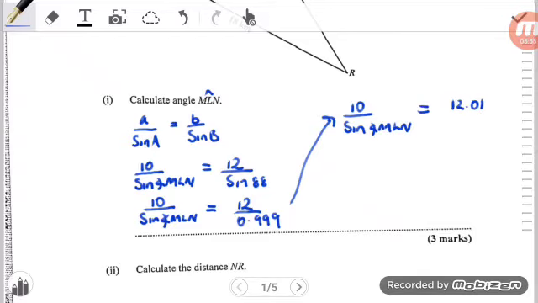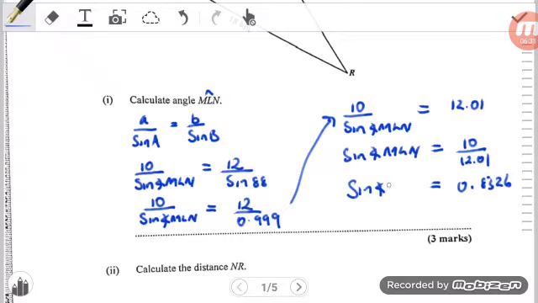Okay, so if we cross multiply here, after cross multiplying, the sine of the angle MLN is going to be equal to 10 divided by 12.01. So 10 divided by 12.01 is going to give us 0.8326, and that's going to be equal to the sine of angle MLN.